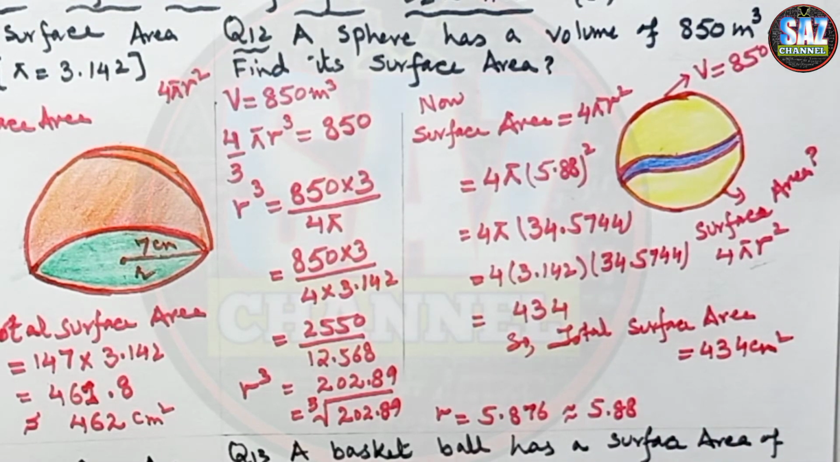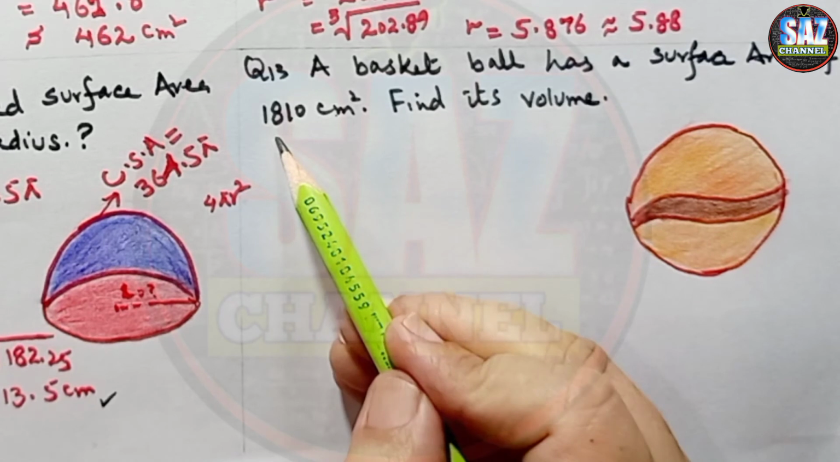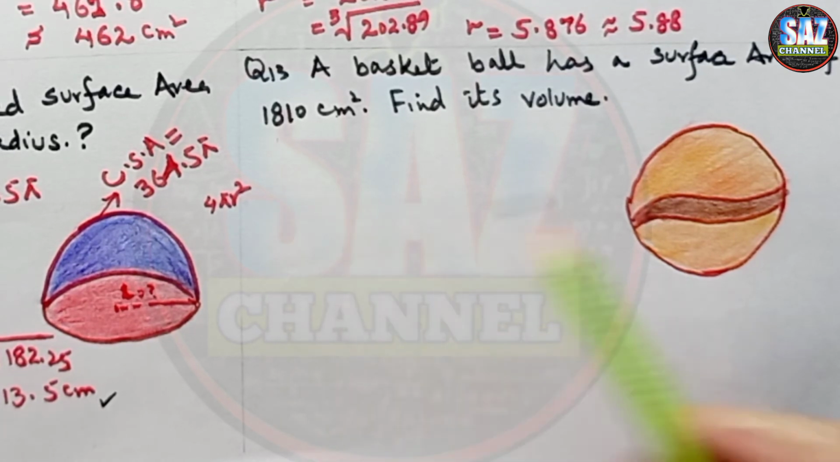I hope you are clear about this calculation. The unit of this question is meters, so we have to be careful about the units as well which are given in the question. Let's move to the next part, where question 13 says a basketball has the surface area 1810 centimeters square, find the volume.